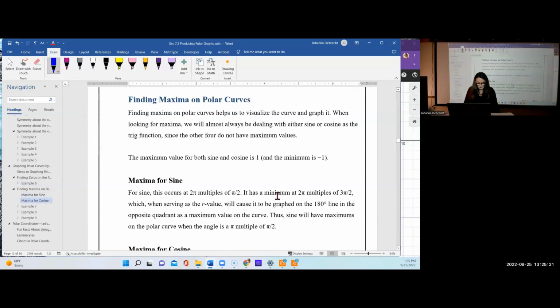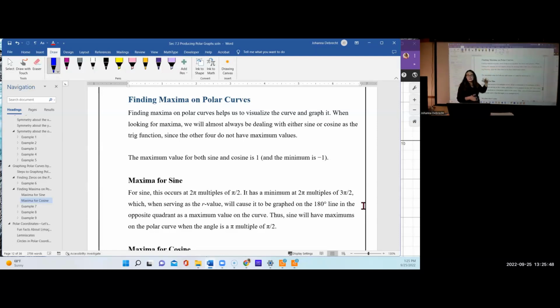Right. Let's take a look now at finding maxima on polar curves. We can also talk about minima, but minima don't mean as much on a polar curve because if the radius is negative, we just shoot out on the 180-degree line into the opposite quadrant. So we really only talk about maxima on polar curves. So this can also help us to visualize the curve and graph it.